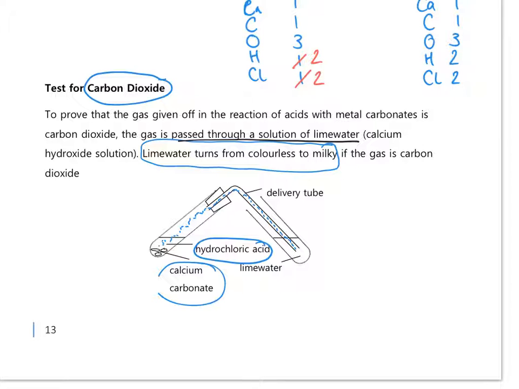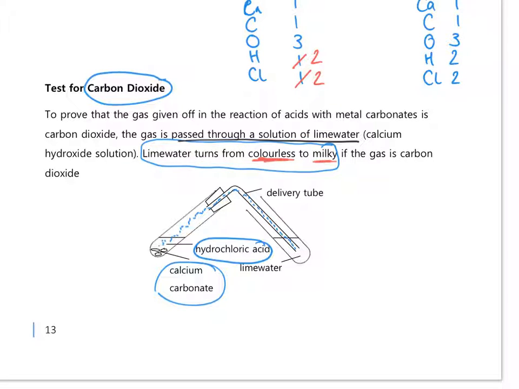And lime water turns from colourless to milky if the gas is carbon dioxide. If the gas was hydrogen, like we saw before, lime water would just remain colourless. But that's the main colour change you need to learn here. Lime water changes from colourless to milky in the presence of carbon dioxide.